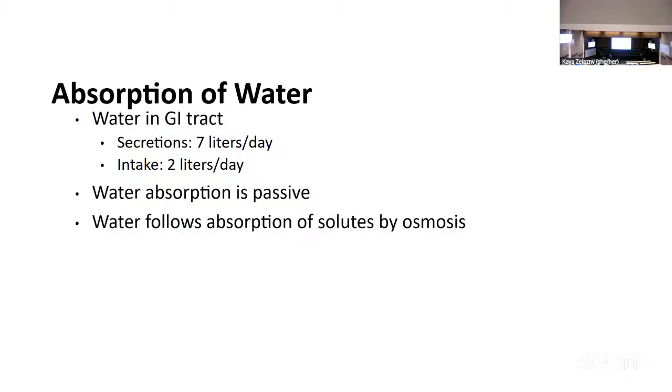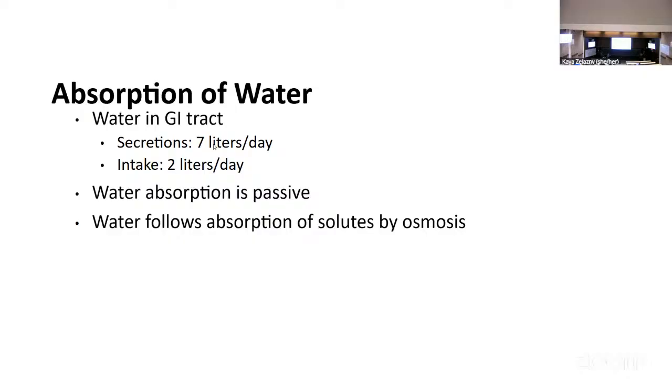So you're hopefully drinking about 2 liters per day of water. But with the pancreatic juice, our stomach acid, the bile, all that stuff, you're also going to be secreting about 7 liters of water into your GI tract. So we want to absorb both that intake and these secretions later on.